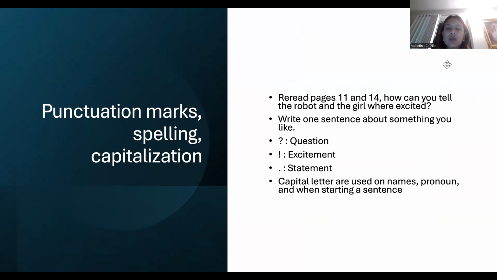How can you tell that the robot and the girl were excited? I'm going to give you a minute to read and think. So remember, read pages 11 and 14. How can you tell that the robot and the girl were excited? What do you see in the sentences that gives you a hint or a clue?